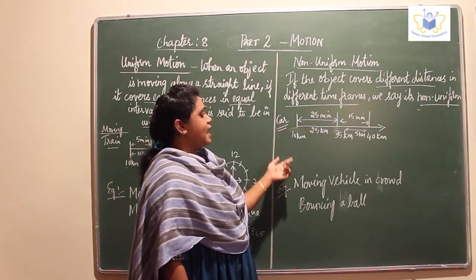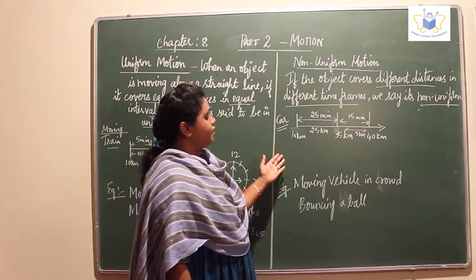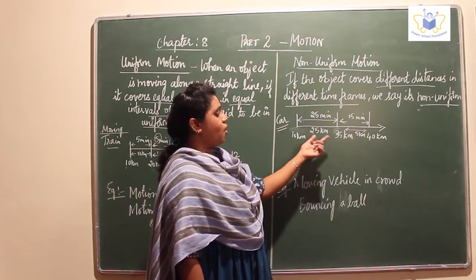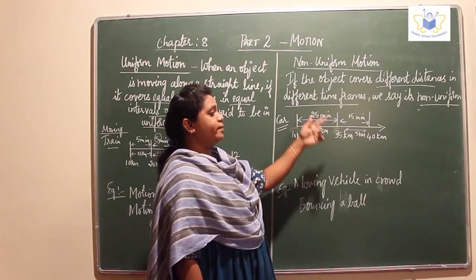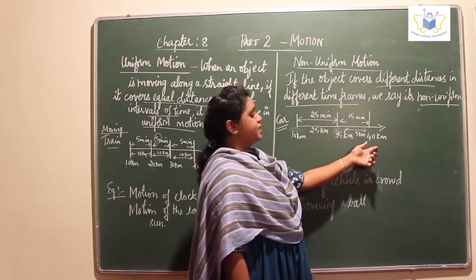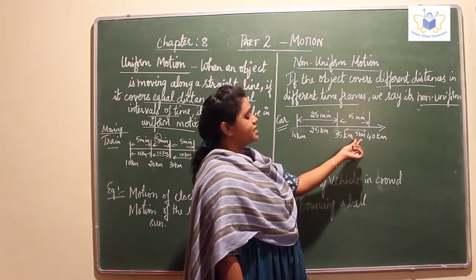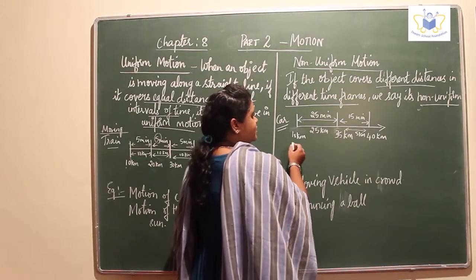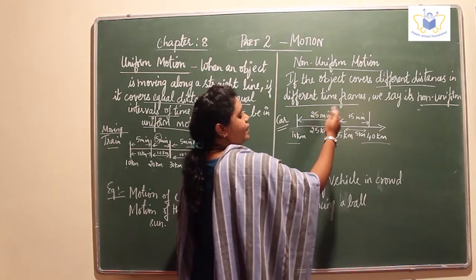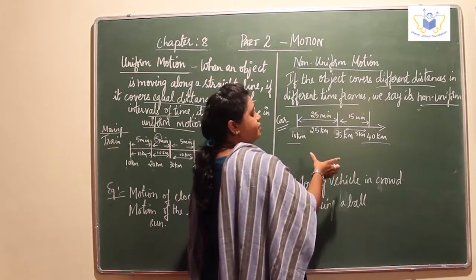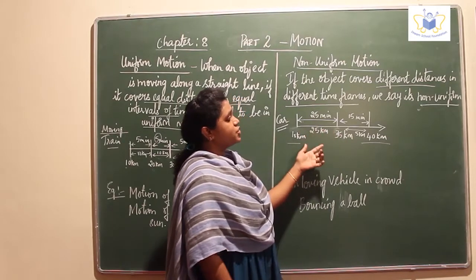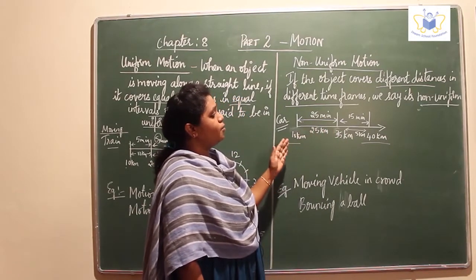When we take the example of a moving car, the car moves from 10 kilometers to 35 kilometers. It covers a distance of 25 kilometers and it takes 25 minutes to cover. And again from 35 kilometers to 40 kilometers, it takes 15 minutes to cover a distance of 5 kilometers. The distances and time frames are different. The time interval taken is different and the distance covered is also different. So such type of motion is called non-uniform motion.